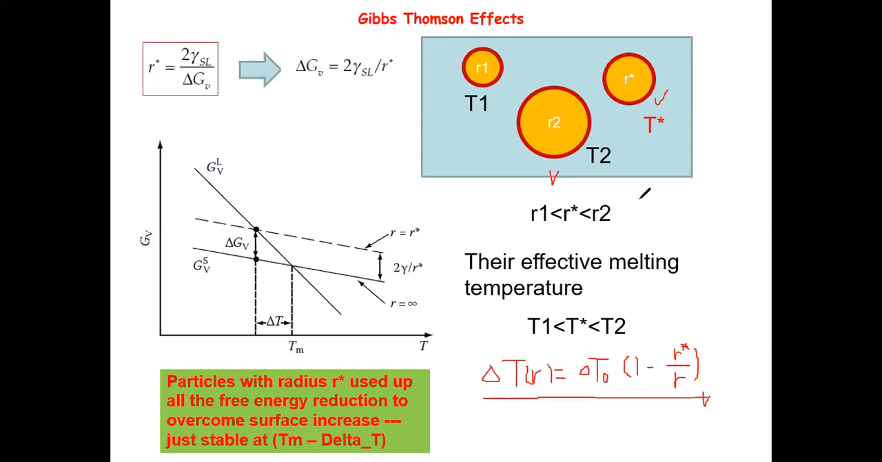What is the effective melting temperature for this guy? It's 0 because you have T star minus T star. Exactly, because this effective melting temperature is T star, and you cool the system at T star, so this guy has no supercooling, right? This guy does not feel any supercooling.